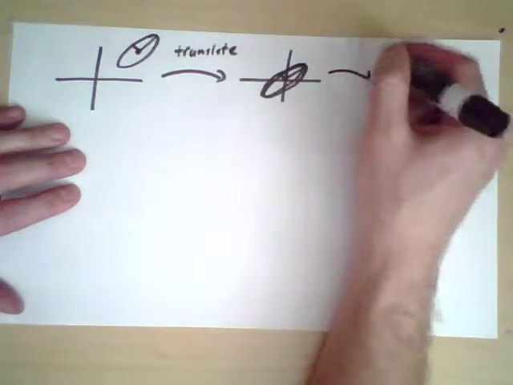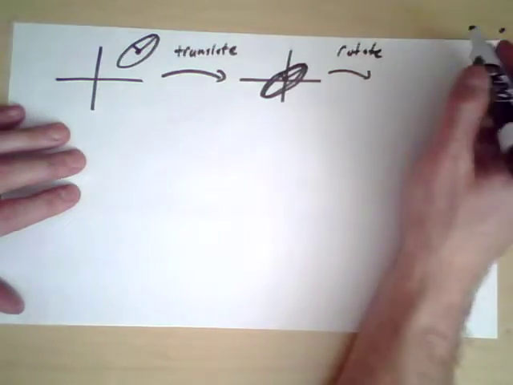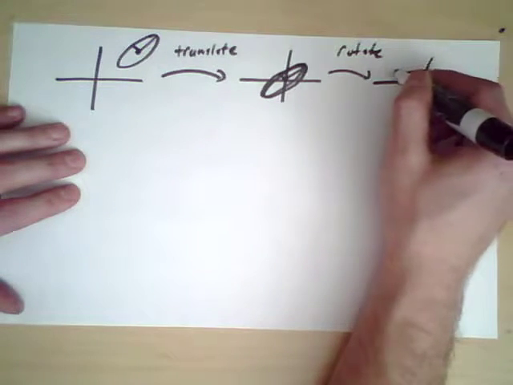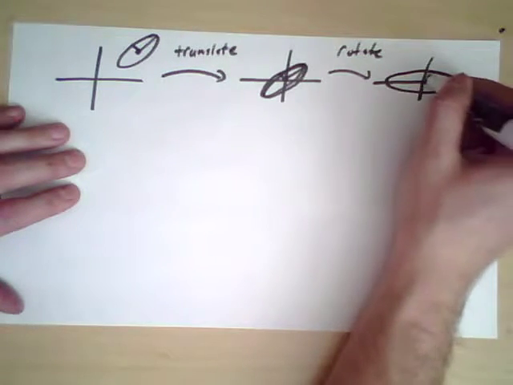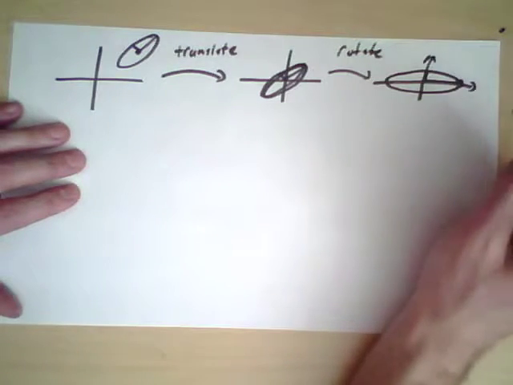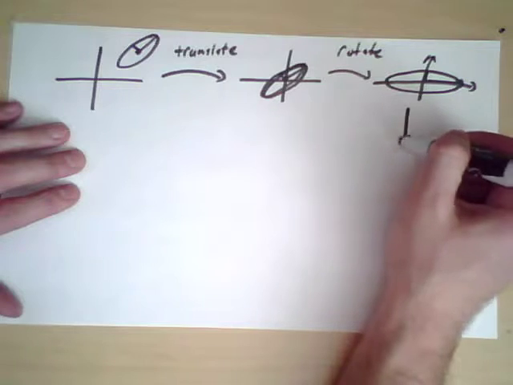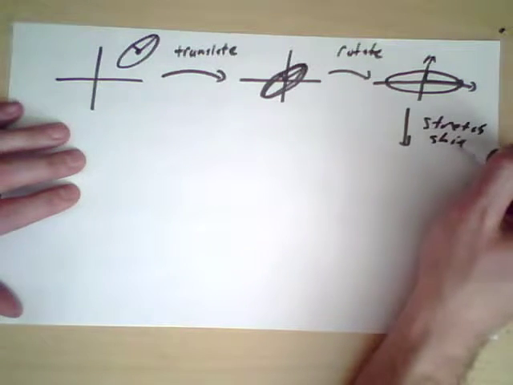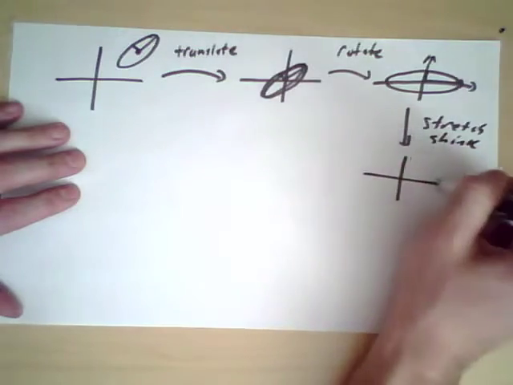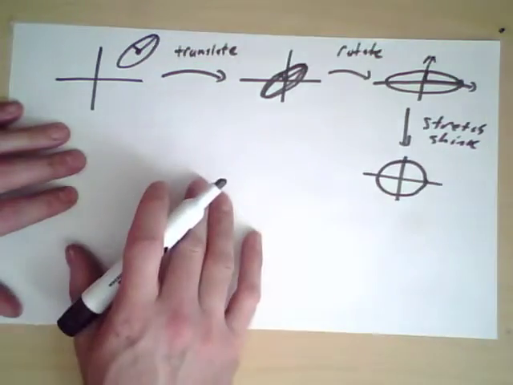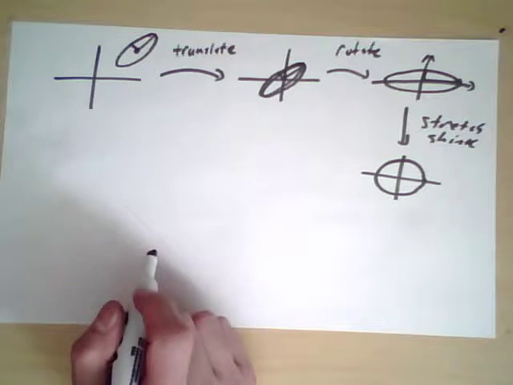Then you can rotate so that the ellipse is aligned with the axes, so that the major and minor axes of the ellipse are aligned with the actual axes of your coordinate system. And finally, you can stretch or shrink to move the ellipse back to the unit circle.